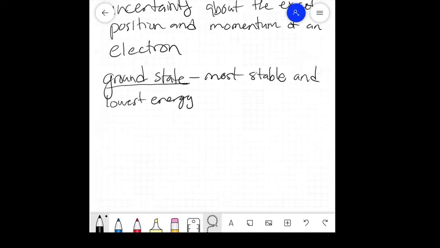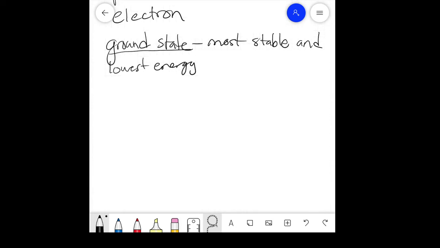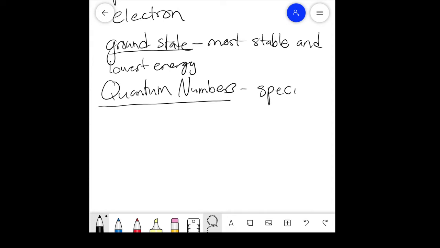So when an electron's at its ground state, we use quantum numbers to say where it is. It's kind of like the electron's own personal address. And so these quantum numbers specify atomic orbital locations of electrons.